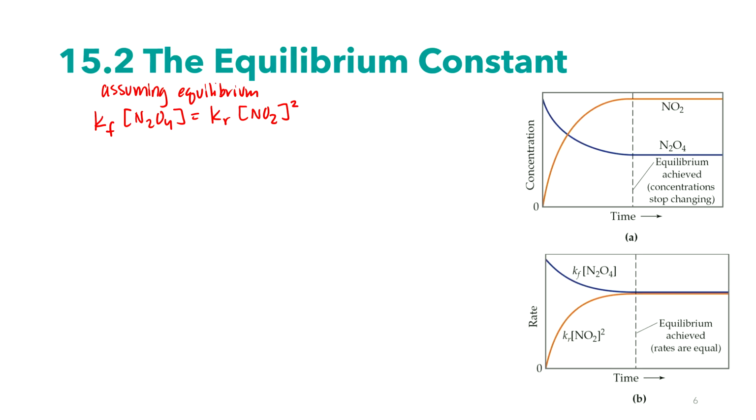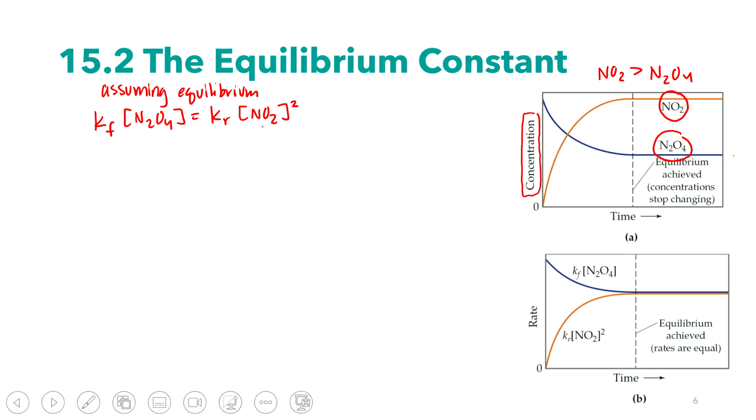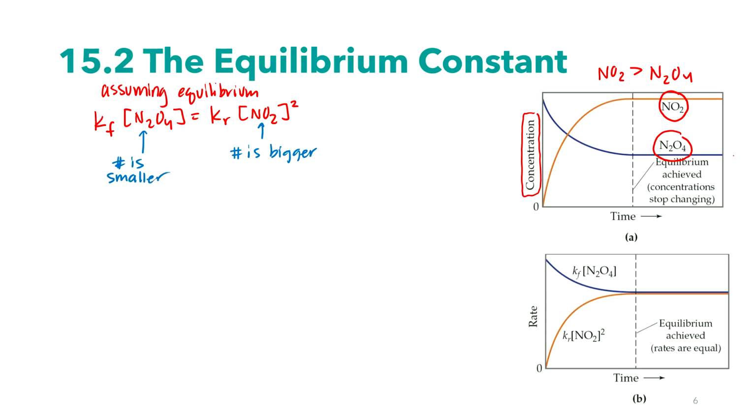What can we take from the graph over here? At equilibrium, we have more NO2 than N2O4. We all agree with that? At the end of the day, when this has reached equilibrium, I have more of my product than of my reactant. So what does that say about the equation we just drew? This number is bigger, so then this number is smaller. We pulled that off the graph.